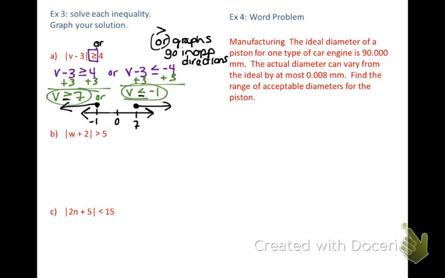All right, let's try B. Again, the absolute value is all by itself. So we're going to have two equations. We're going to have W plus 2 is greater than 5, or W plus 2 is less than negative 5.